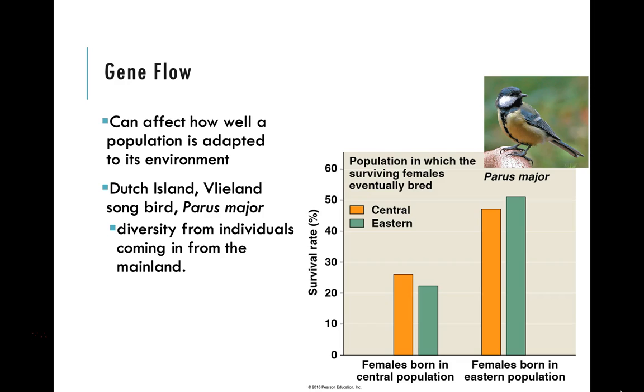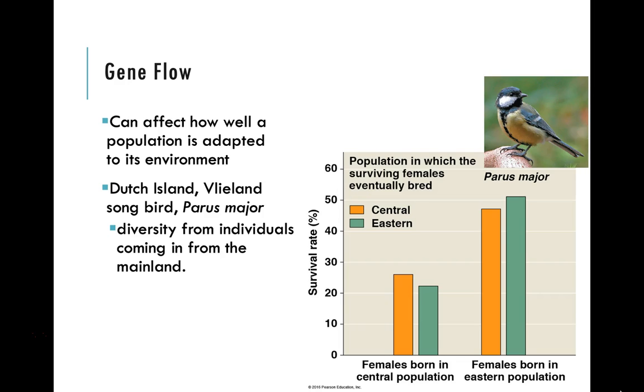In this case, you have an island, and islands are, of course, good situations in order to study evolution because they're isolated, or mostly isolated. But in this case, this island is close enough that individuals are coming from the mainland. So those individuals are bringing their alleles in. We can see the individuals come in, and of course they take their genes with them when they come in. So there are two populations of this songbird, the eastern and the central populations.